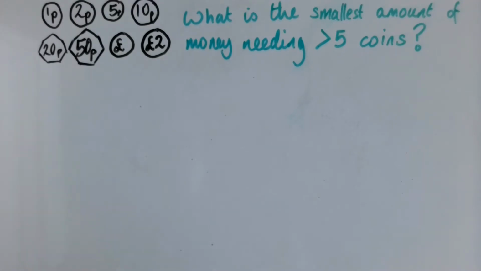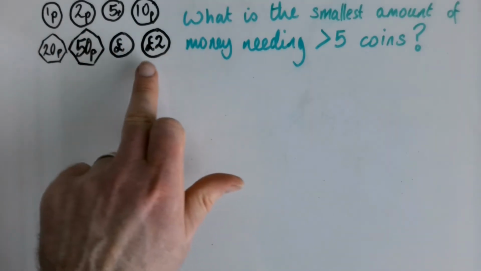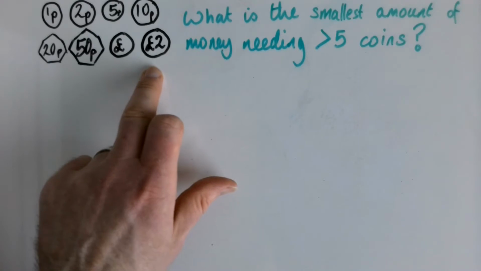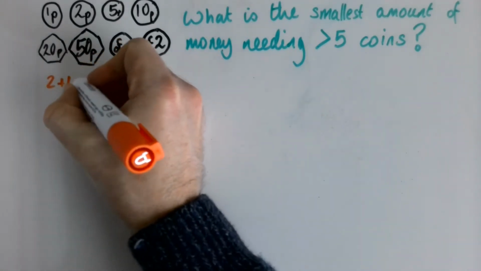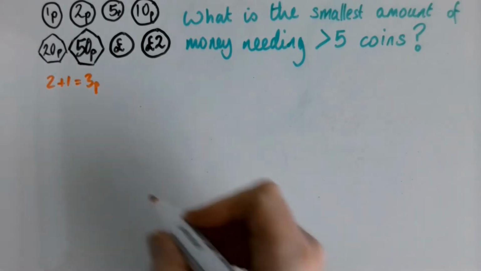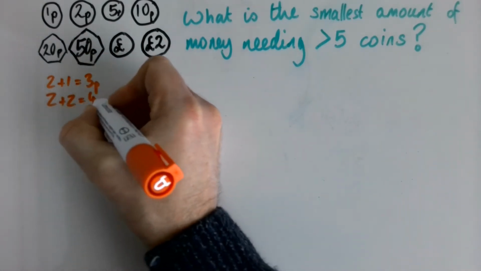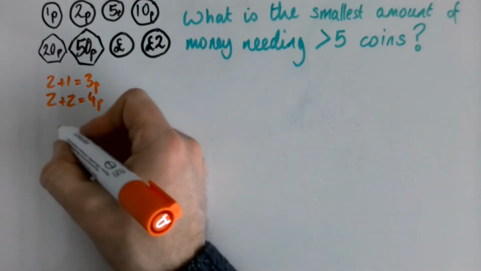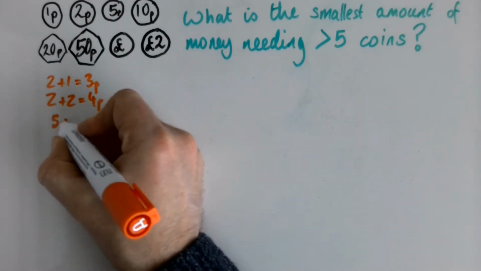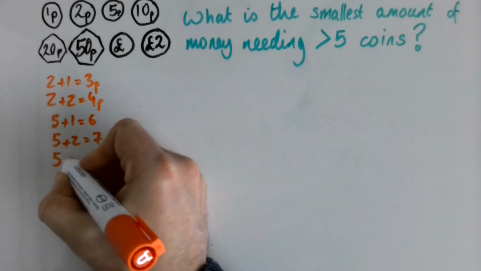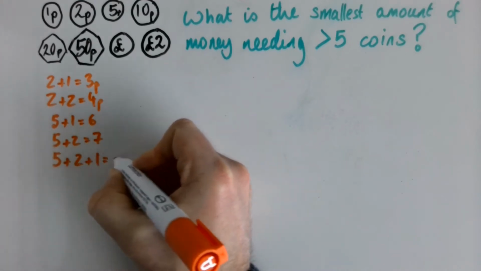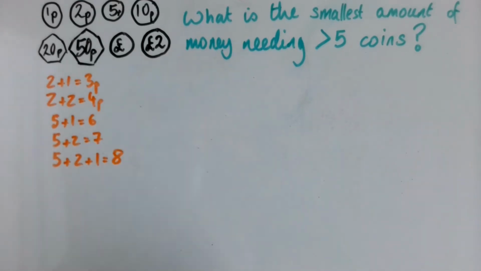So here's our problem. The smallest amount of money needing more than 5 coins. So all of these £2 I can do with 1 coin, can't I? But there's going to be an amount of money that's less than £2 that I need more for. For example, I need 2 coins to make 3. I need 2 coins as well to make 4. So if we just look through the very first few, we need just 1 for 5. 5 plus 1 is 6. 5 plus 2 is 7. To get 8, we need 5 plus 2 plus 1, which is 3 coins.